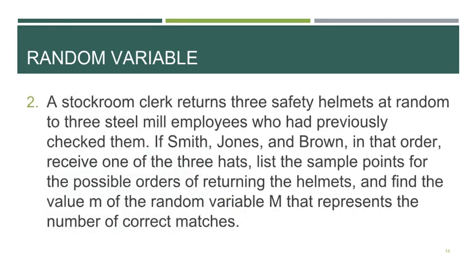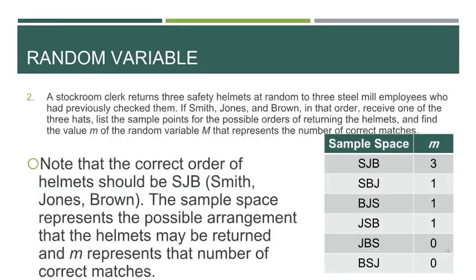A stockroom clerk returns 3 safety helmets at random to 3 steel mill employees who had previously checked them. If Smith, Jones, and Brown, in that order, receive one of the 3 hats, list the sample points for the possible orders of returning the helmets, and find the value m of the random variable M that represents the number of correct matches. In this problem, we take note that the correct order of helmets should be Smith, Jones, and Brown. We will denote S for Smith's helmet, J for Jones' helmet, and B for Brown's helmet.